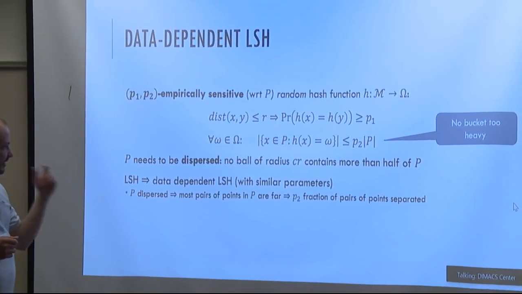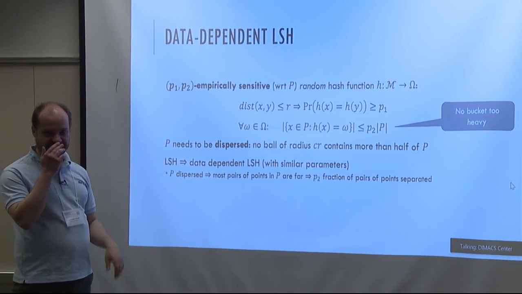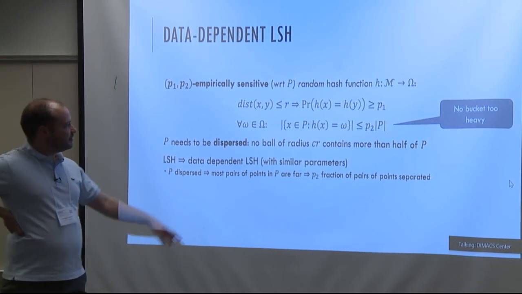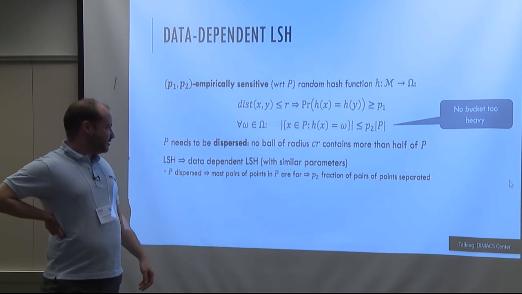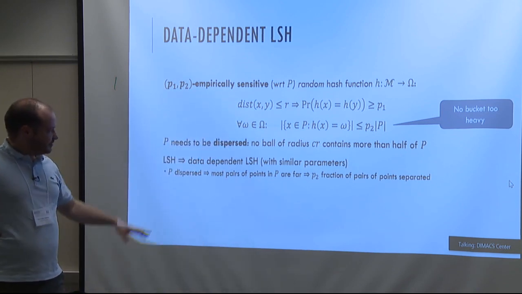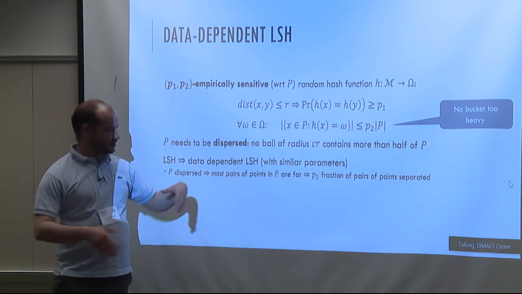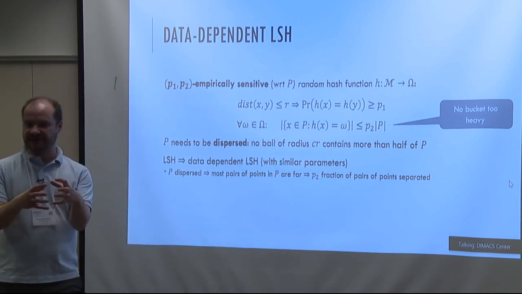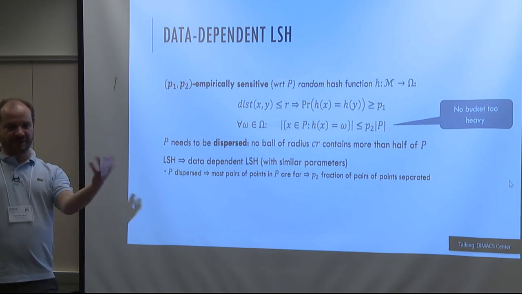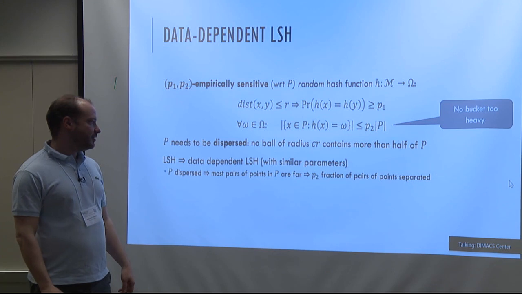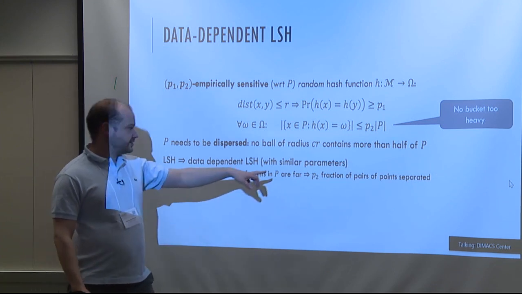Basically, if I have regular LSH with the usual guarantees, and if I have a dispersed point set, then I'm claiming that more or less I will satisfy this definition. Why? Because P being dispersed means most pairs of points in P are at least distance CR apart, because no ball contains too many points, so most pairs of points must be far. Okay, but this is a bit inaccurate.